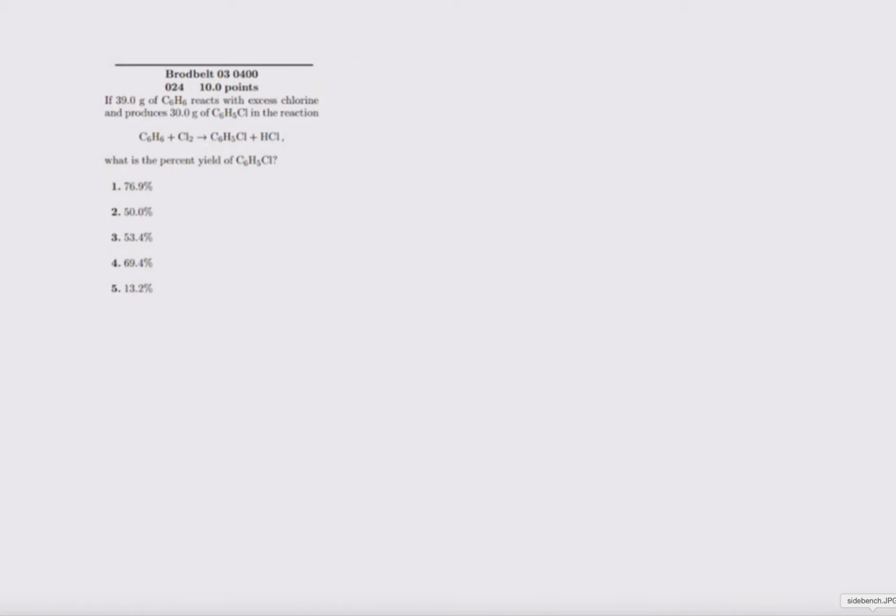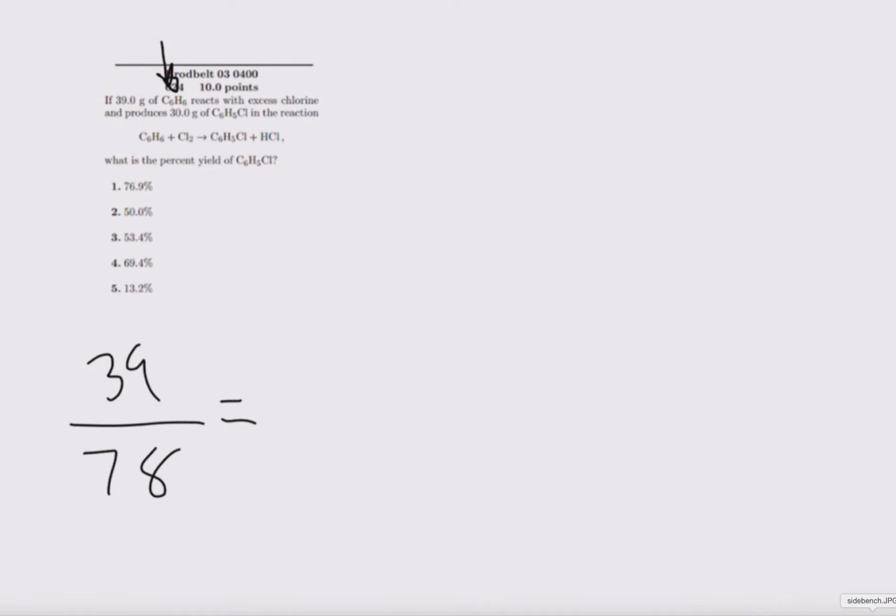If we have 39 grams of C6H6 and it reacts with excess chlorine, which just means we don't have to worry about a limiting reactant here, we get 30 grams of C6H5Cl. What is the percent yield? Well, we need to figure out how much we should get. How much should we get if we start with 39 grams of C6H6? Well, C6H6 would have a mass of 78 grams, 6 carbons and 6 hydrogens. Carbon is 12 times 6 is 72, plus 6 for hydrogen, 78.